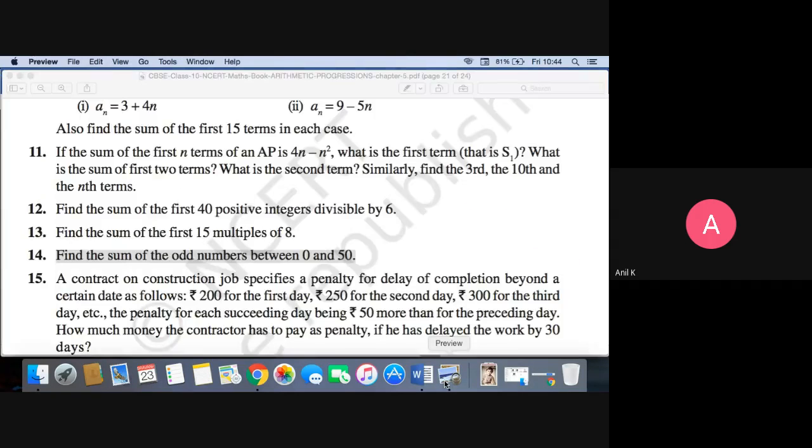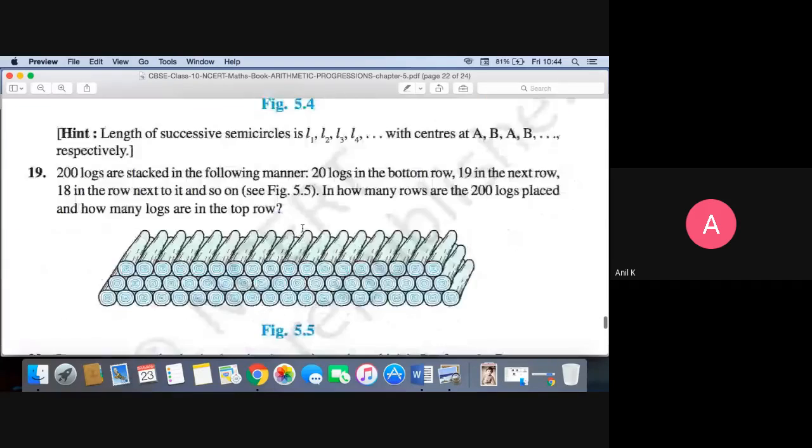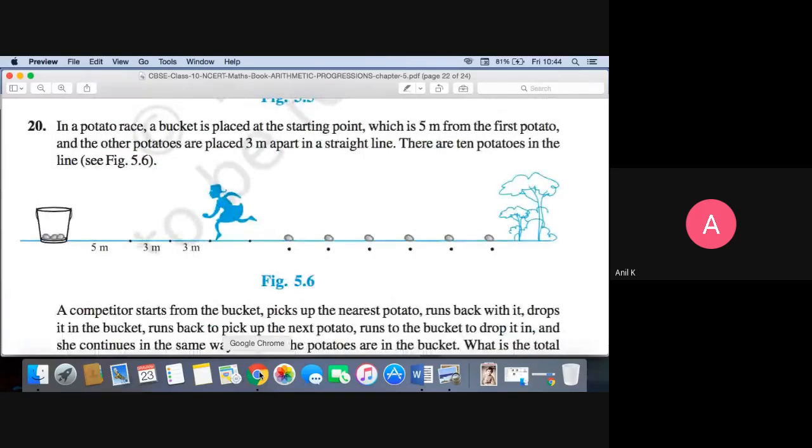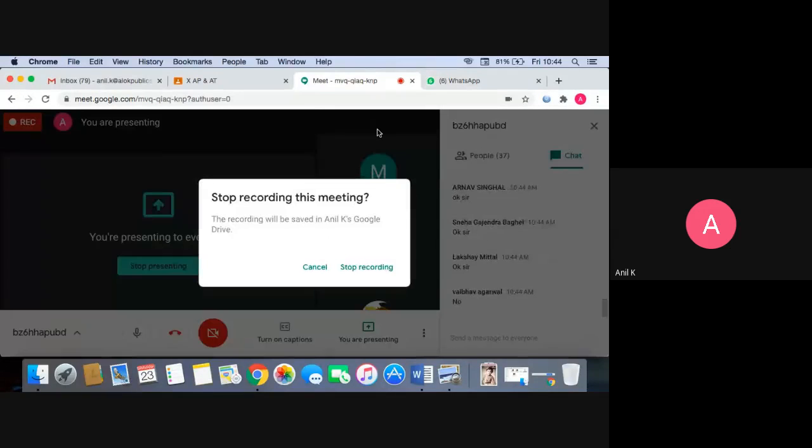Next question onwards, there are word problems 15, 16, 17, 18. Next class we'll finish these word problems. Okay. So is there any other doubts? No?